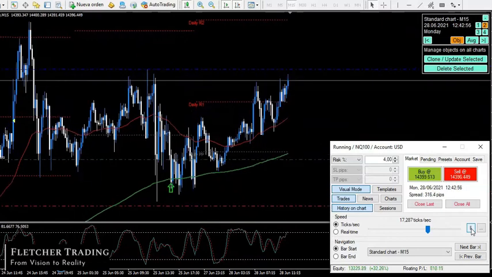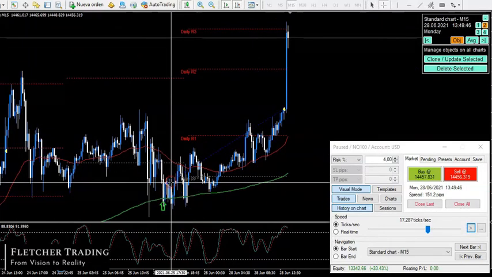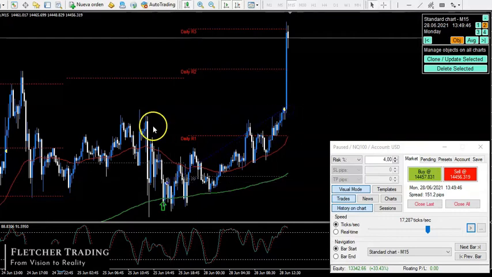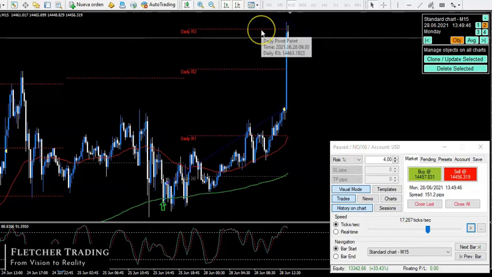Okay, so this was quite unfortunate. We've been taken out of this position as we were targeting these highs around here, but price has just shot up to the third resistance zone.